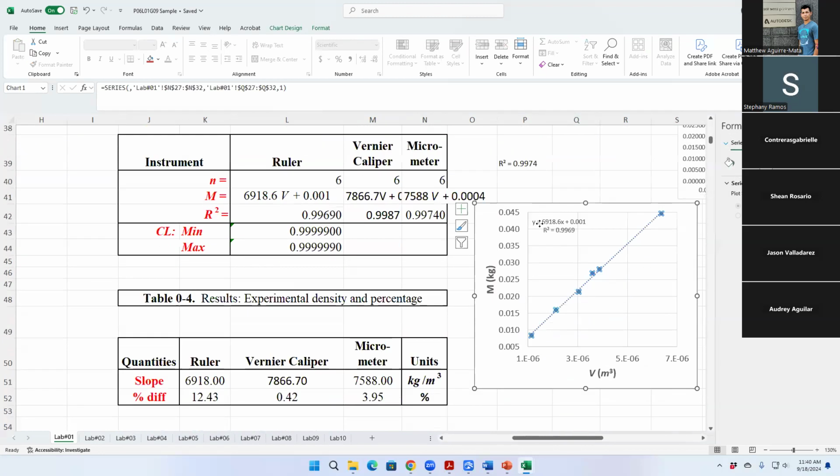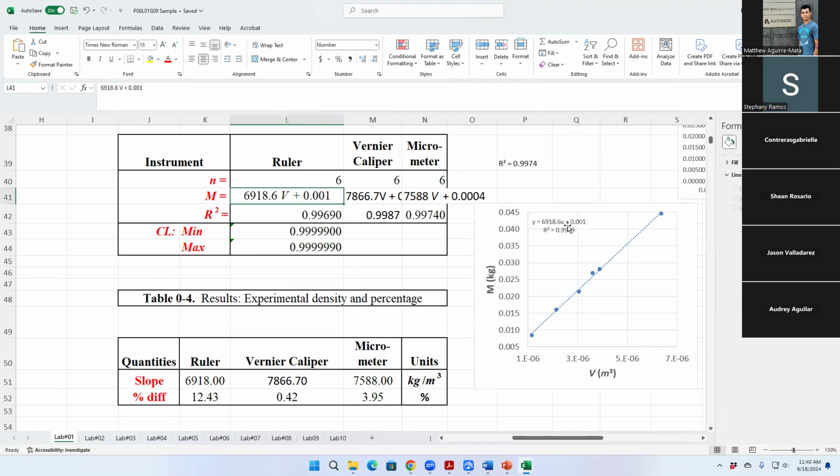Yeah, that's the ruler. So we copy this equation right in here and we paste here, okay? And we replace the x with the v. That's how you do it.